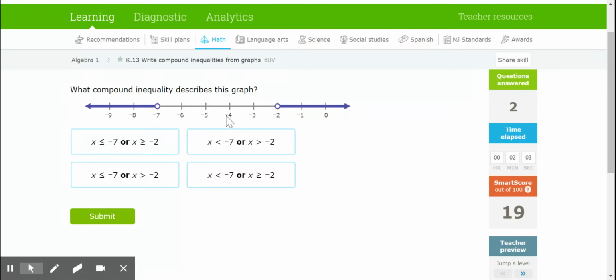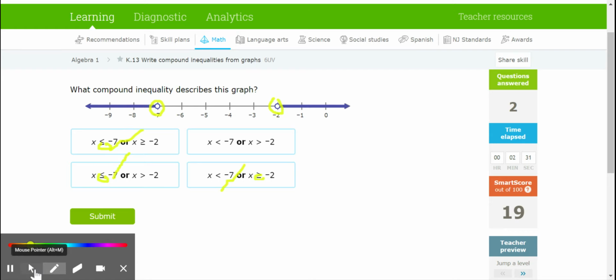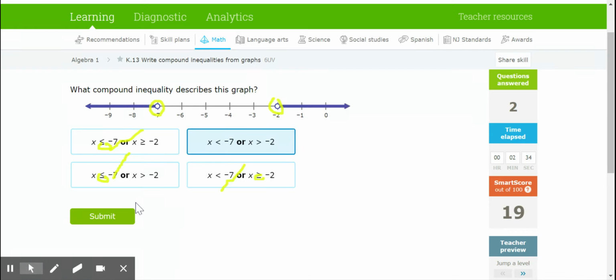Okay, now again, this is not connected. This is a disjunction. All right, so we're going to be using an or. Now we've got to be greater than -2. We're open, so there cannot be any equal signs. Here we're open for this, less than -7, so I cannot have any equal sign. So that, by process of elimination, only gives me this one up here.